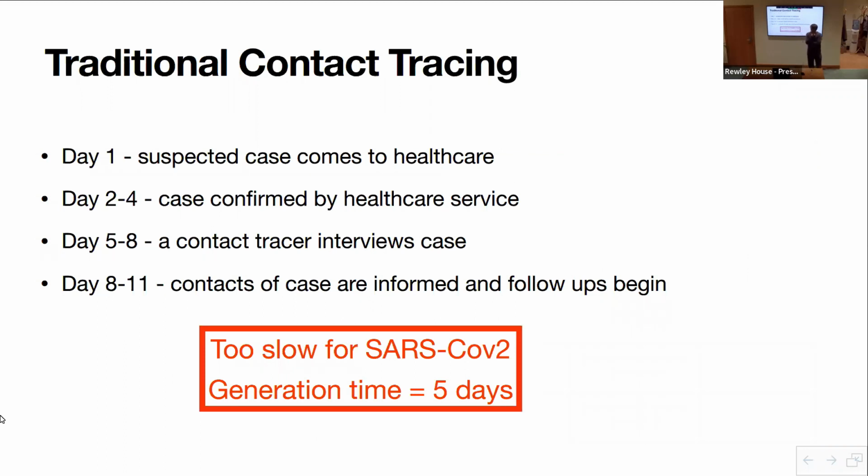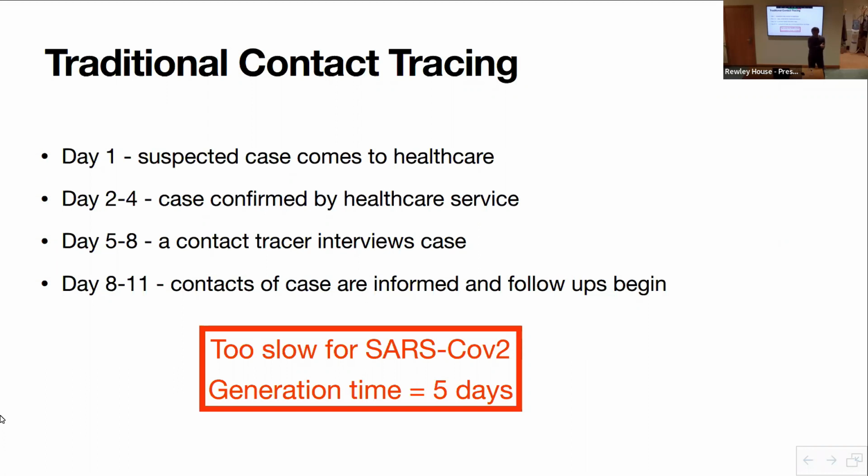Right. So back to contact tracing. This is how traditional contact tracing works. On the first day, someone turns up at some healthcare provider with some symptoms, and a doctor or nurse will suspect it's a particular infection. At that point, they'll potentially start treating them, but they'll run some tests to confirm that is the case. That can take probably an additional 2 to 3 days.